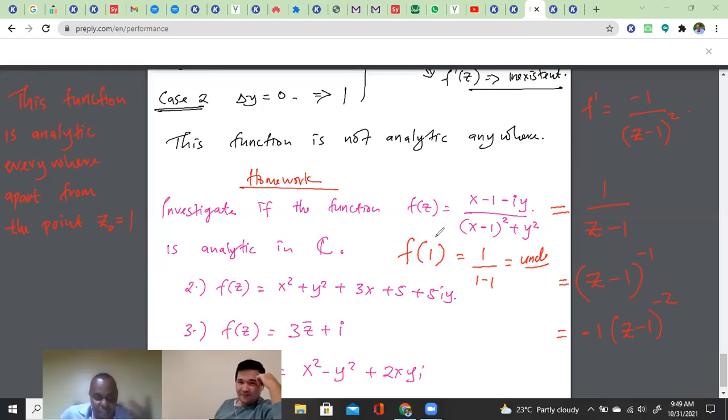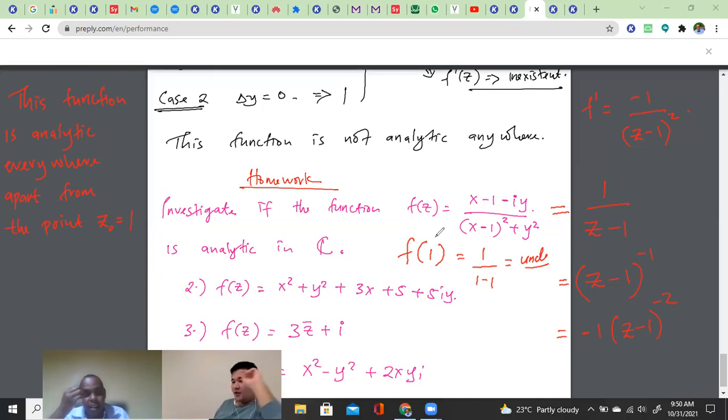Remember, we have 2 ways. The first way is to check whether the derivatives of the function exist. The second way is to check using the Cauchy-Riemann conditions. Could you repeat the first way? The first way is the one that we have used: finding its derivative and checking whether it exists.